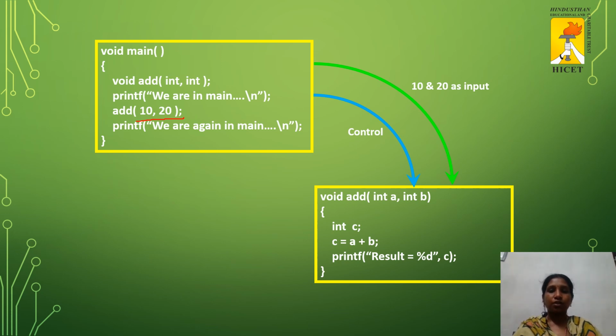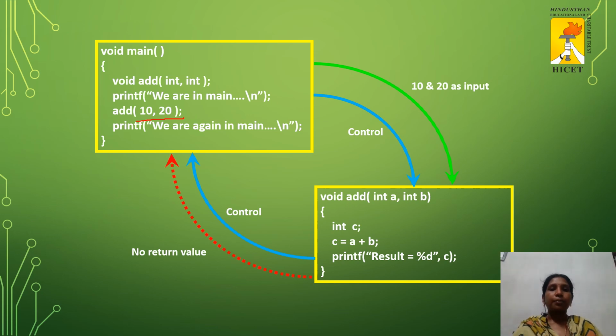So in the function definition, I have a local variable c is equal to a plus b. I'm adding the two values, that is 10 and 20 will get added here and the result will be stored in c. Then printing that result. Once the result is printed, the control is again going back to the main function, but there is no return value to the main function.